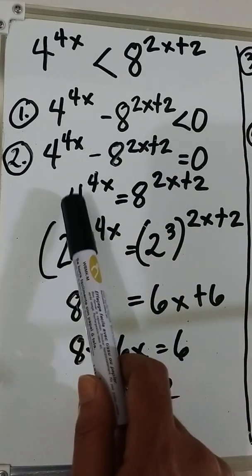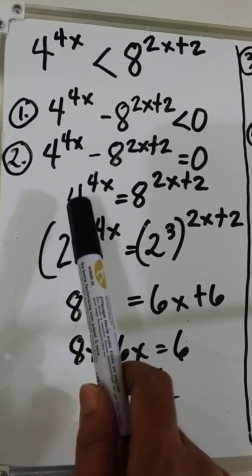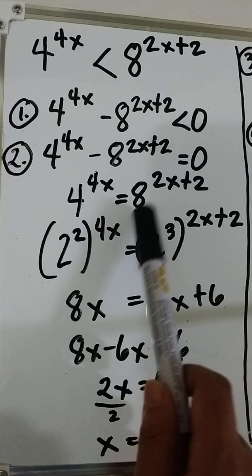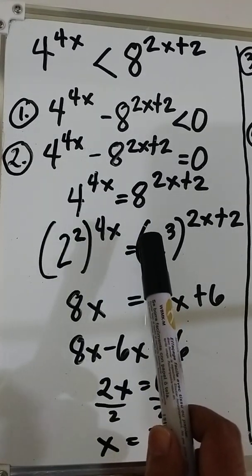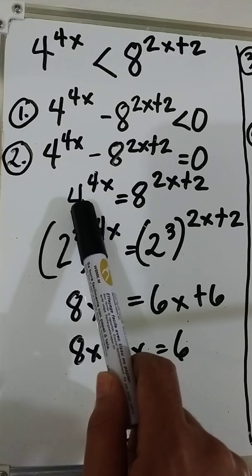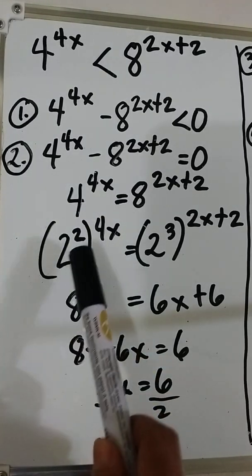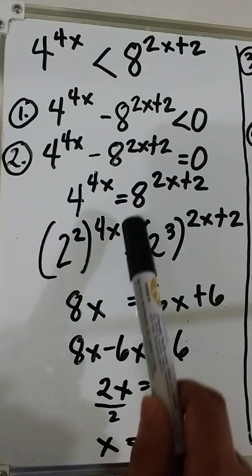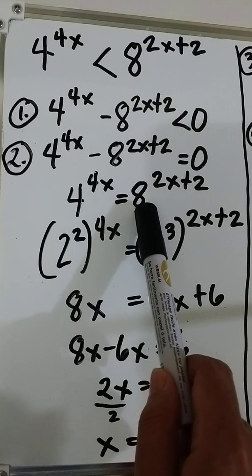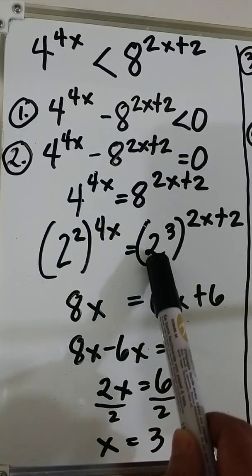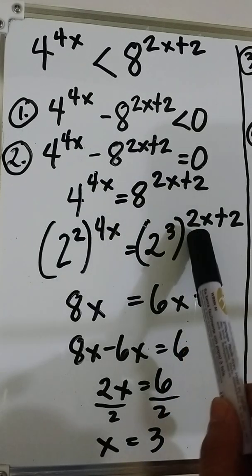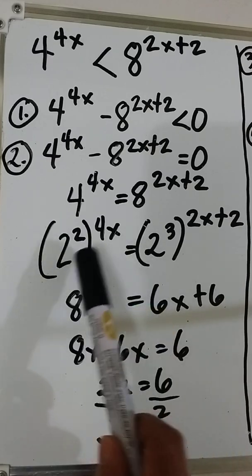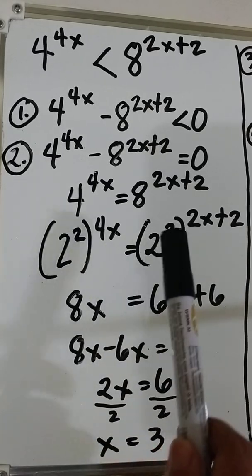For instance, this base 4, we will make it base 2, as well as this 8, so that they have the same base. So 4 in exponential form, wherein the base is 2, is 2 squared with its exponent 4x. Then this 8, in exponential form wherein the base is 2, is 2 cubed, with its exponent 2x plus 2. Then, since our bases are the same, we can drop them and just get the exponents.